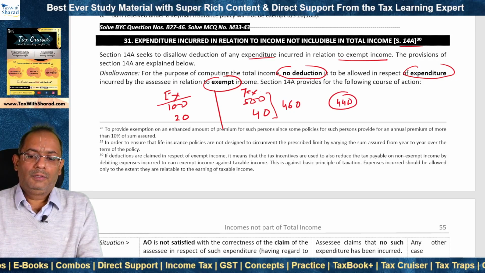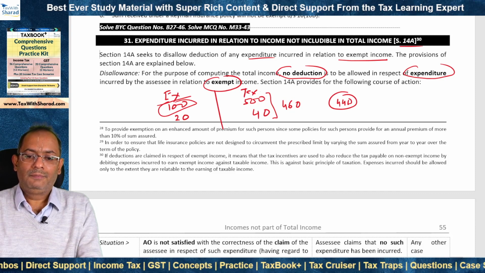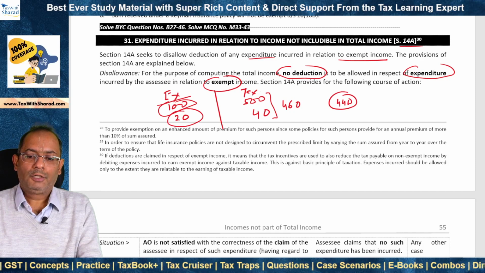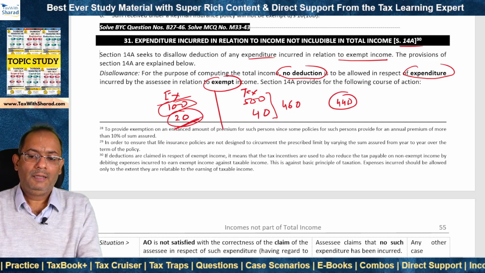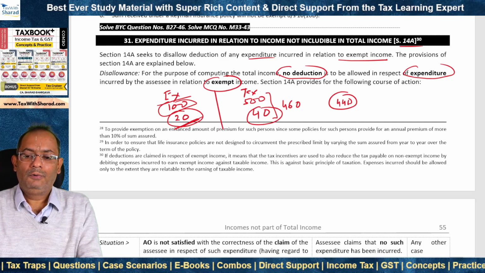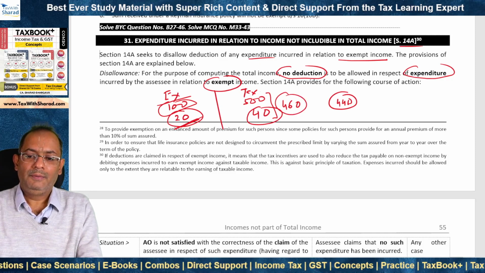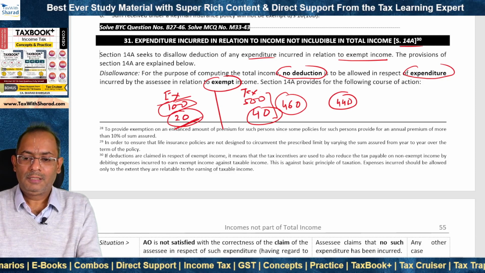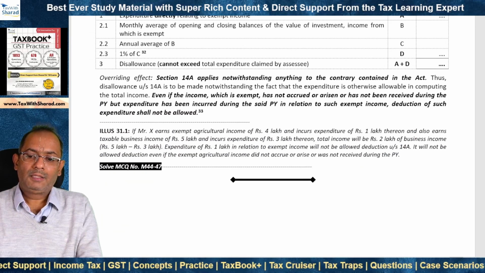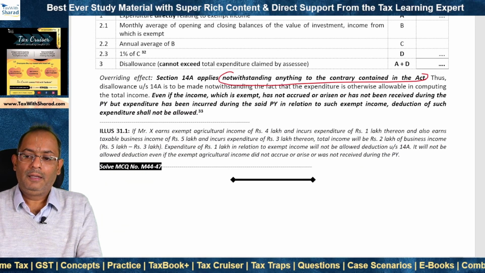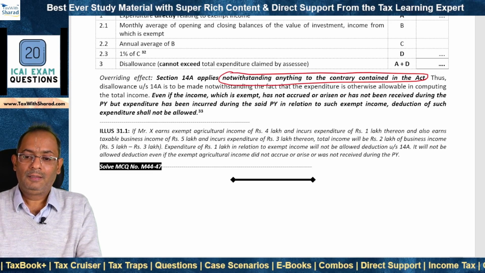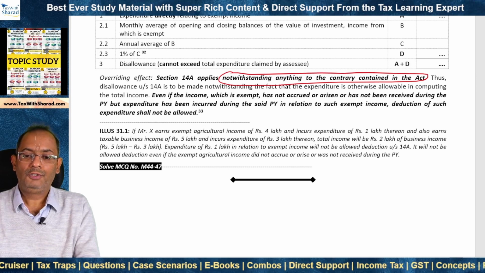The exempt income of course is not taxable. So as per section 14A, the assessee will not be allowed deduction of this 20 rupees because it is incurred in relation to exempt income. Only 40 rupees will be allowed as deduction, and therefore 460 will be the total income on which tax will be levied. Section 14A applies notwithstanding anything to the contrary contained in the Act. So even if the expenditure is otherwise allowable as a deduction under the Act, it is not allowed by virtue of section 14A.